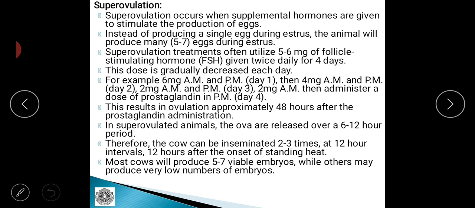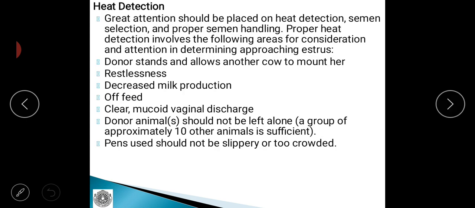Therefore, the cow can be inseminated 2 to 3 times at 12-hour intervals, starting 12 hours after the onset of standing heat. Most cows will produce 5 to 7 viable embryos, while others may produce very low numbers of embryos.